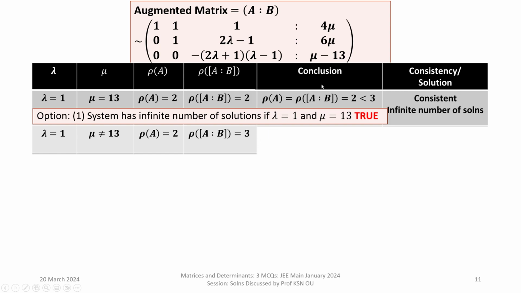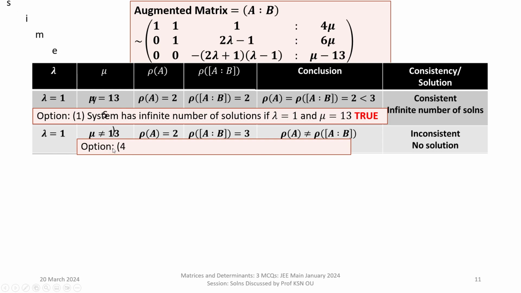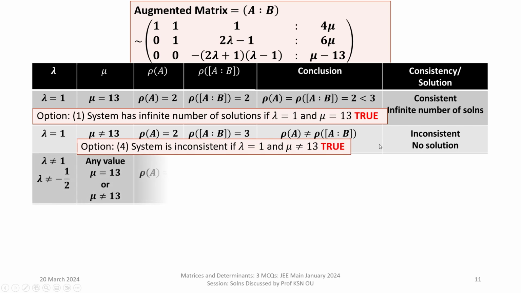And what is our conclusion? Rank of A is 2, rank of A with B is 3. They are not equal. When they are not equal, it is inconsistent and it has no solution. So look at your option 4. The system is inconsistent if lambda is equal to 1, mu not equal to 13. Yes, it is true. And we have to find out that option which is not true.